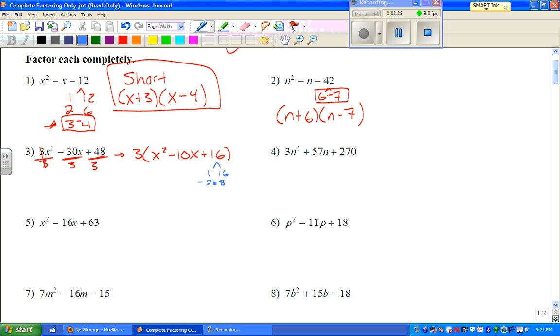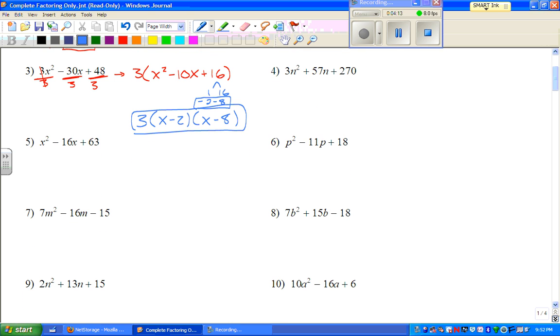But that means that negative 2 and negative 8, they both have to be negative. Check it. Make sure it works. When you multiply these, are you going to get positive 16? Yes. If you add these numbers together, will you get negative 10? Yes. So, your two answers would be x minus 2 and x minus 8. Do not forget, you took that 3 out, you need to put that 3 at the bottom as well. And that's the short method.